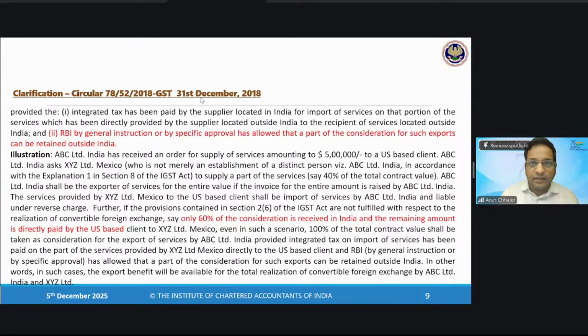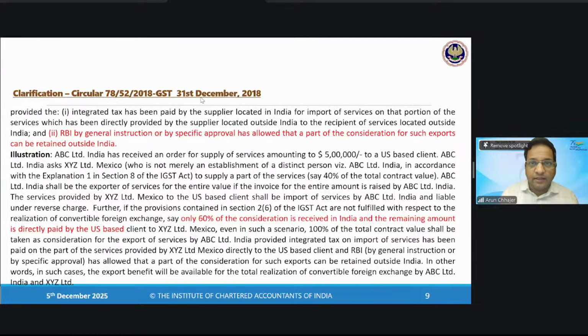Now it says that provided that IGST paid by the supplier, integrated tax paid by the supplier for import of service on that portion has been directly provided by the supplier located outside India to the recipient, directly paid, and the RBI by general or specific approval has allowed that a part of the consideration may be retained outside India.